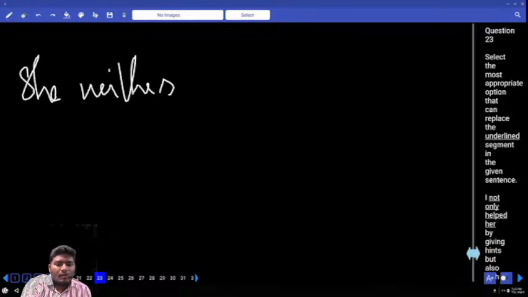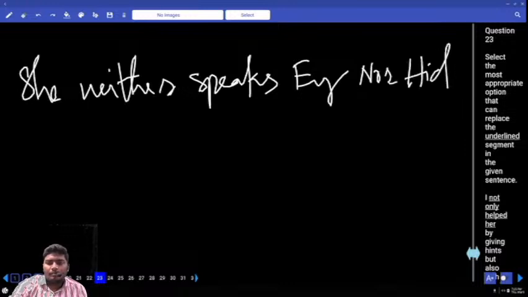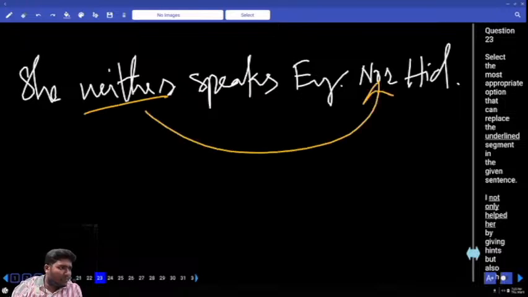She neither speaks English nor Hindi. Now tell me your answer. See, first when you see neither, immediately you should search for nor. The pair is absolutely fine. Another one you have to check for is positional error. Now look at this. She neither. Whenever you use these correlative pairs, they must be before the same alternatives. Sometimes we can also call it the same parts of speech.